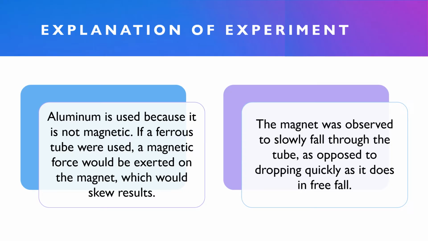An additional explanation of our experiment is that we used aluminum foil because it's not magnetic, therefore it won't exert a force upon our bar magnet. If a ferrous tube were used, like iron or a similar metal, a magnetic force would be exerted, which would skew our results. And then our magnet was observed to slowly fall through the tube as opposed to dropping quickly like it does in free fall.